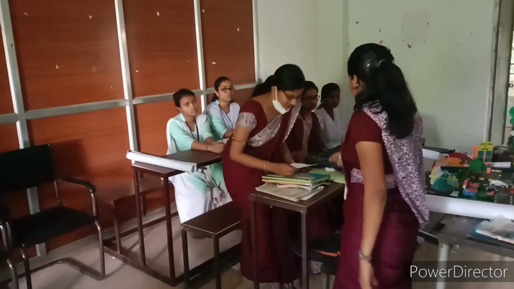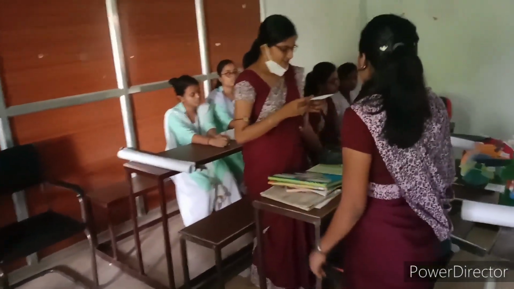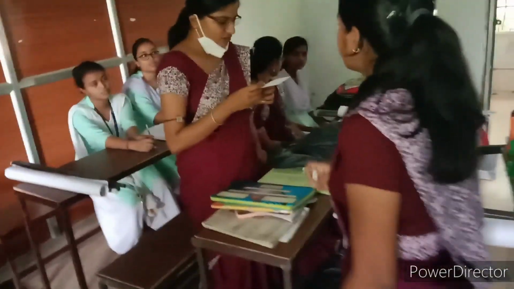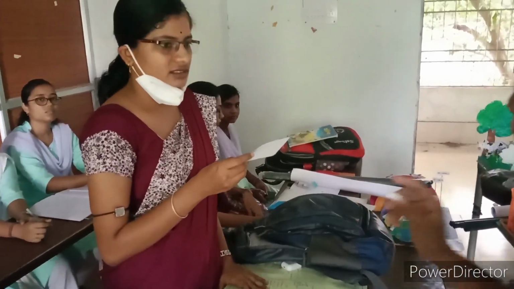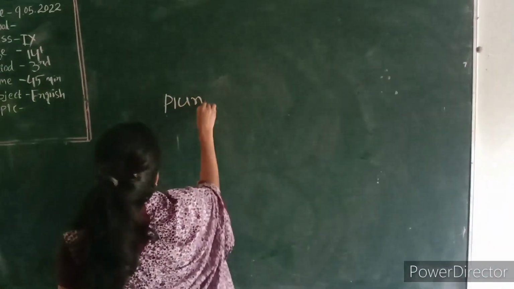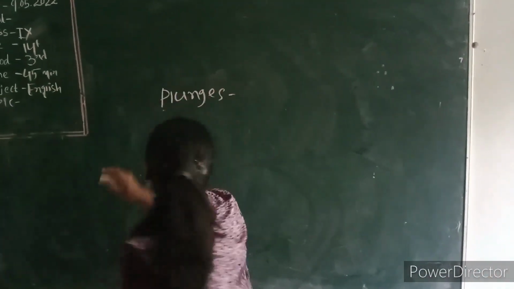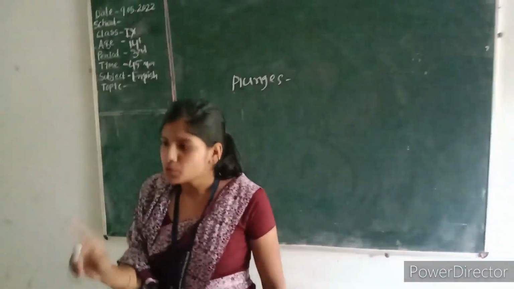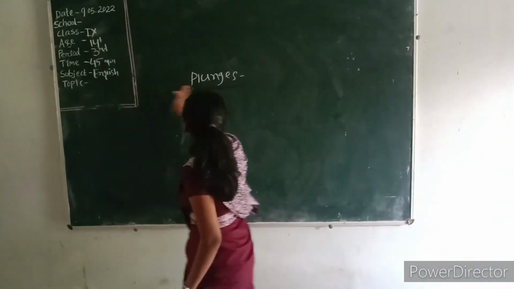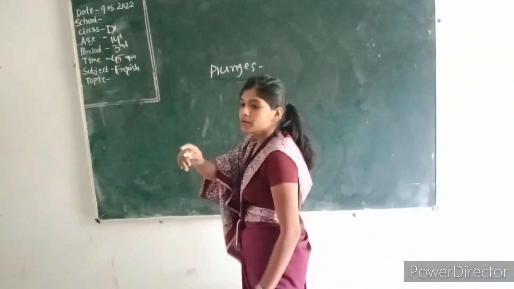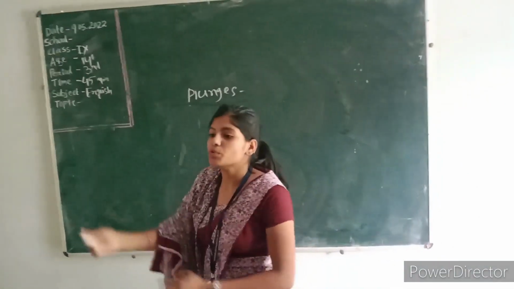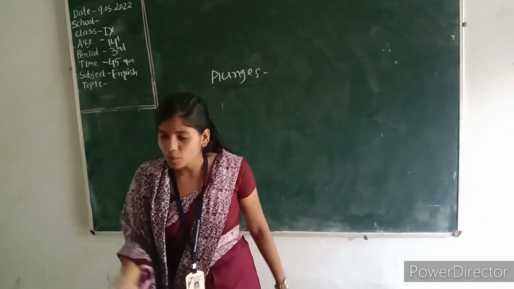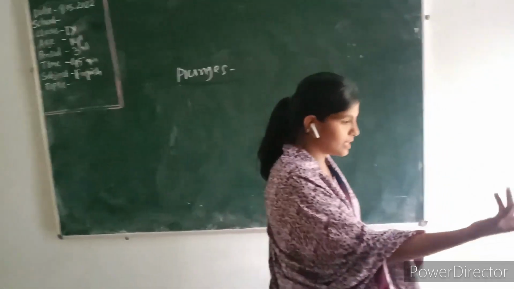Read the headline. Car plunges 70 feet down. Plunge. P-L-U-N-G-E-S. Okay, plunge. This is a vocabulary related to road accident. What does it mean, plunge? Jump into somewhere suddenly. Okay, this is the sudden movement to fall into. Okay, anyone next?